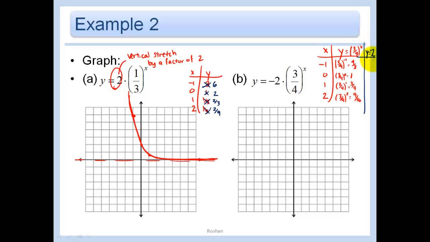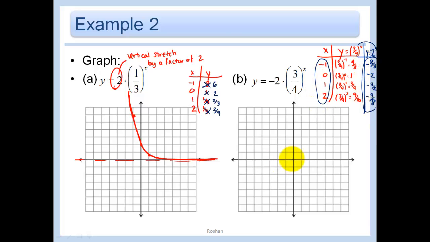Yikes, and I ran out of room. You know what I mean. So just multiply all the y coordinates by -2. So you'll see that my reflection is going to happen right now. -8/3, 1 becomes -2, 3/4 becomes -3/2, and 9/16 becomes -9/8. So now I look at my x's and these y's to plot.